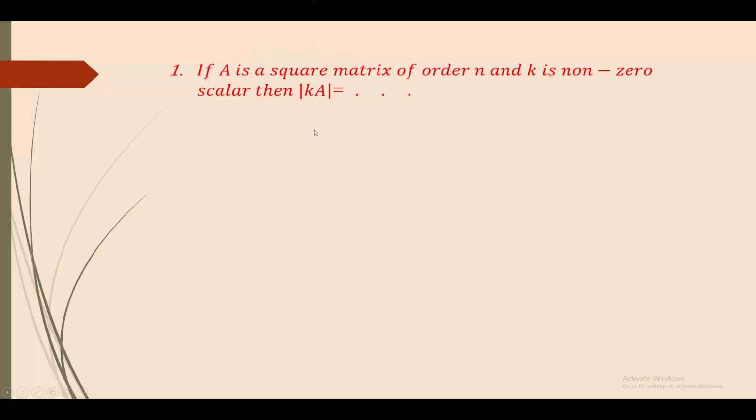These are homework. Also one MCQ. If A is a square matrix of order n and K is a non-zero scalar, then determinant of KA is equal to dash dash dash. Option A, K raised to n into determinant A. Option B, K raised to n plus 1 into determinant A. Option C, K into determinant A. And option D, K raised to n into A. Answer is option A, K raised to n into determinant A.